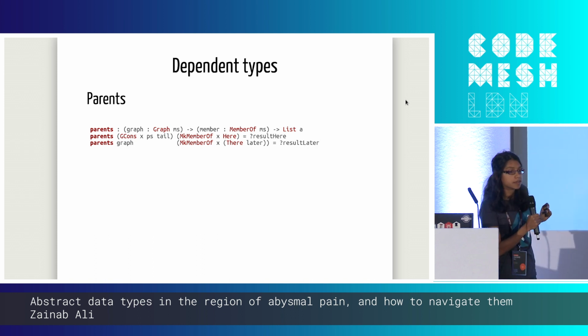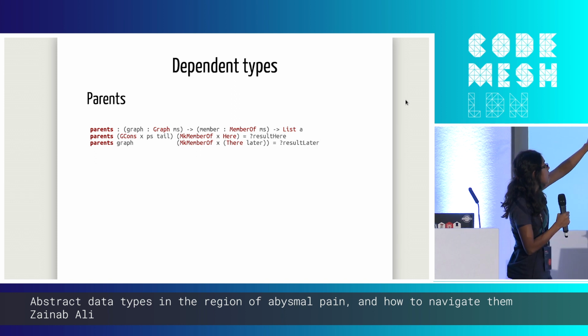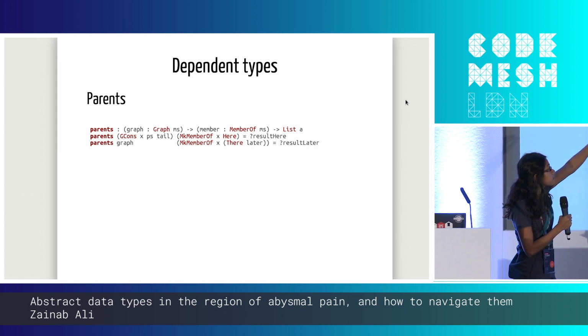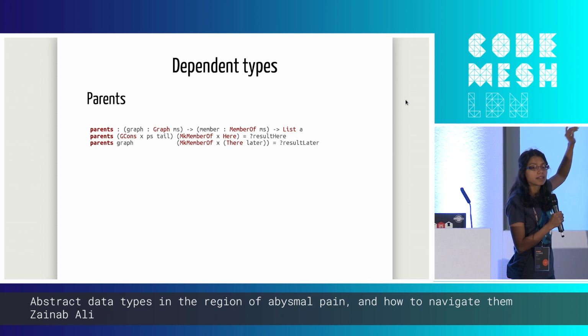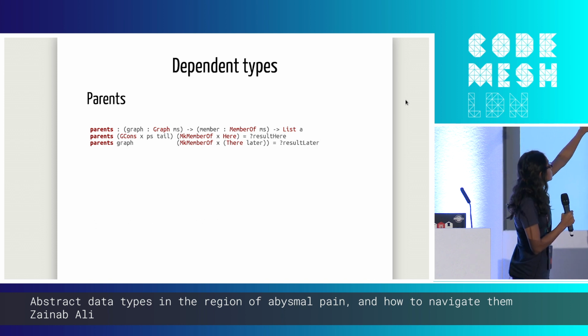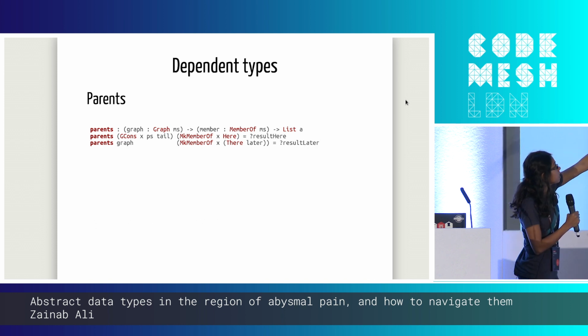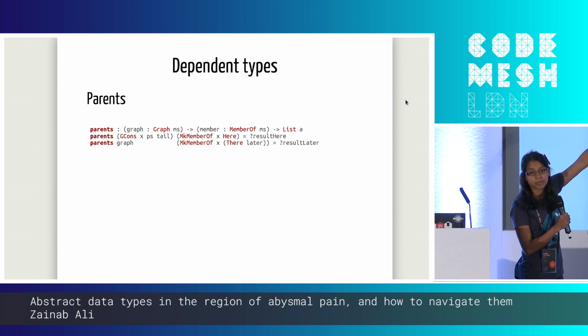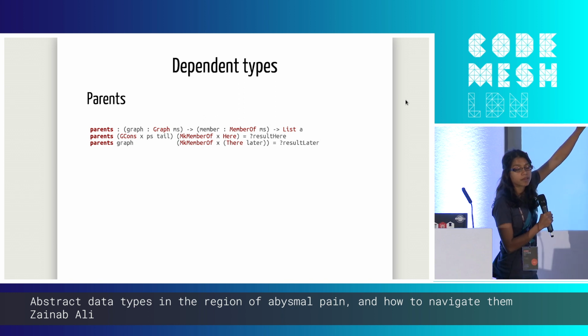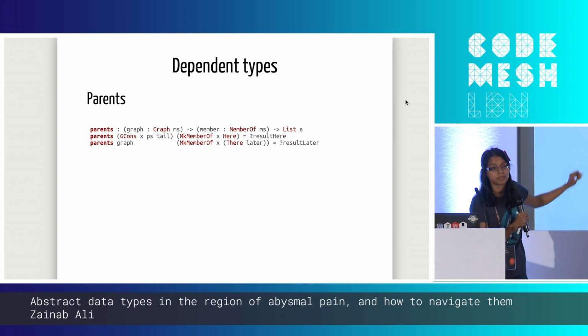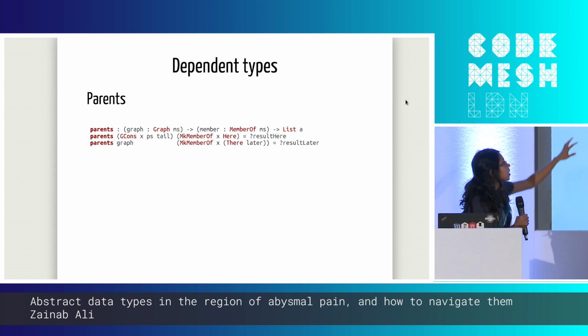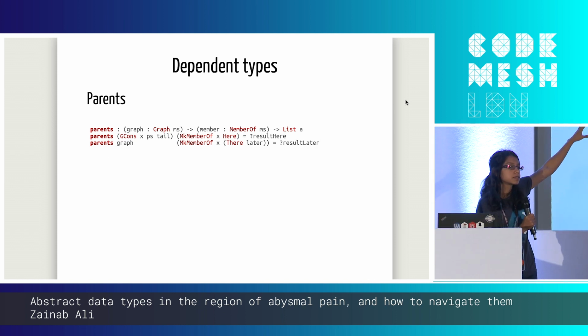The other interesting thing is that if I have a member of some value, and I know that it's here, I know that it's at the head of my graph. So this pattern x in gcons is the same as the x in member of. I've proved that my value x is at the head of this list. And in fact, if I were to try and write anything else there, if I were to try and write gcons y, I would get a type error.